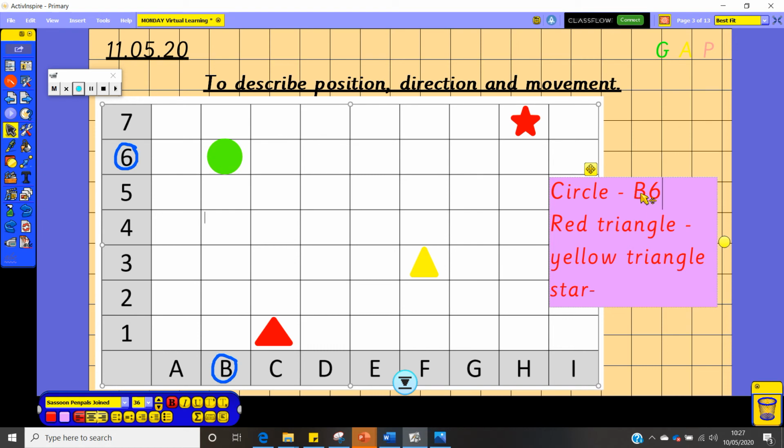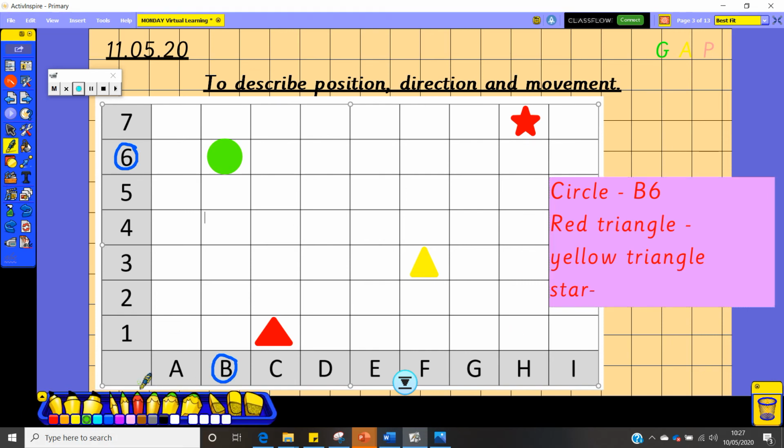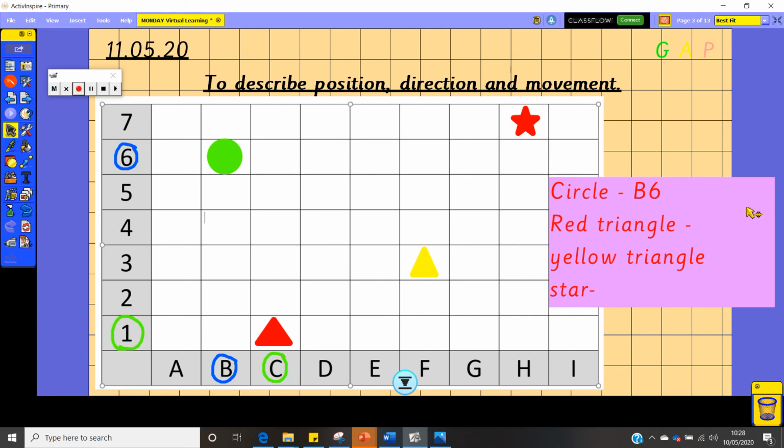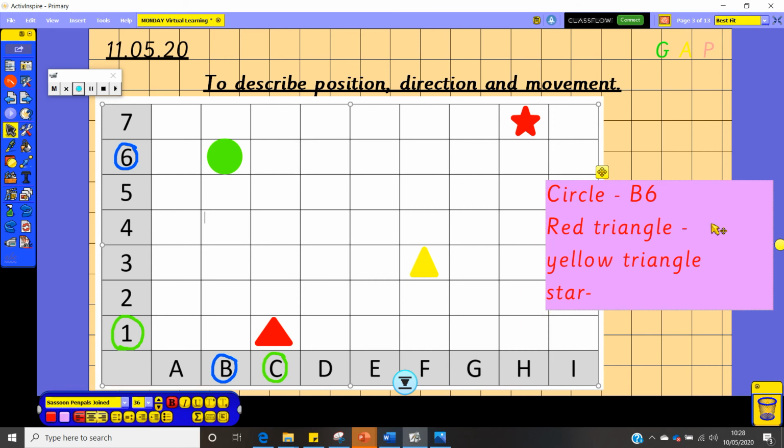Now, can you see how I've typed it as a capital letter? That's because when we're using coordinates, we use a capital letter. So just double check that you are using the correct letters. Let's have a look this time at the red triangle. We'll change the colour of my pen again, so we're using a different colour. We're going to go along till we get to the column, and the column here is C. And we're going to go up till we get to the row. It's quite easy for this one because it's the first row. So the coordinates for the red triangle are C1. And again, don't forget it needs to be a capital letter.